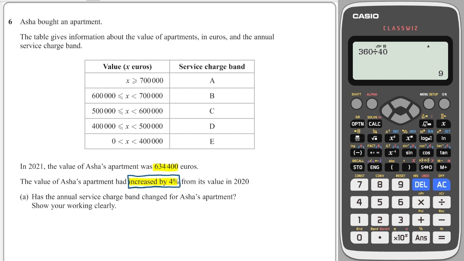Okay, so the first thing, when I see that it says increased by 4%, I'm going to work out what that multiplier is. A multiplier can be calculated by starting with 100%, and because we're increasing, I'm adding on 4, and then always dividing by 100. If I do that on my calculator, plus 4, and then divide that by 100, it's 1.04. So that's the only number I'm going to be using in my equation.